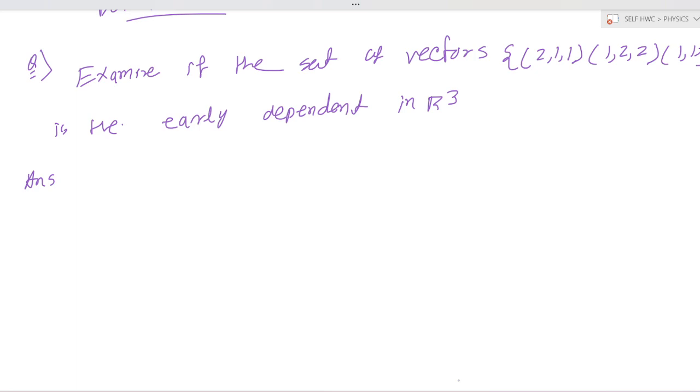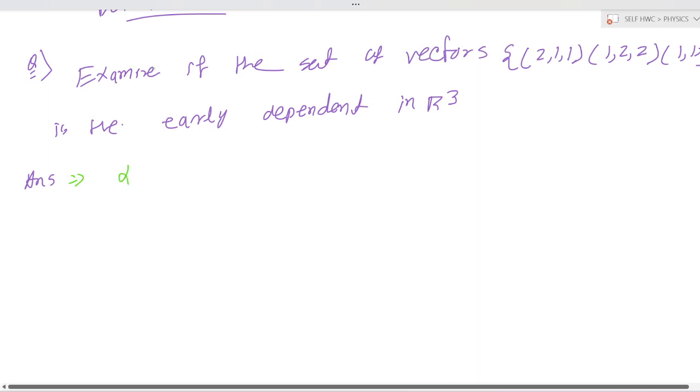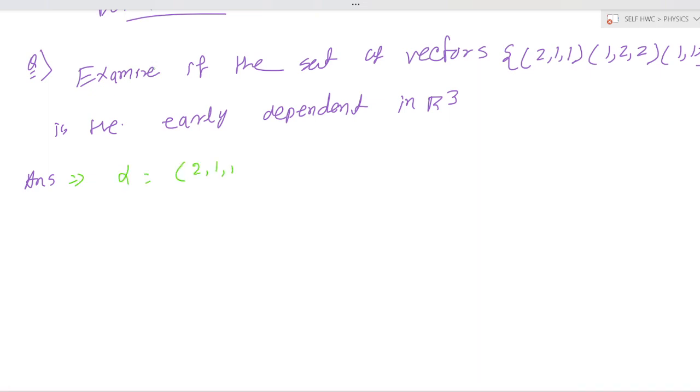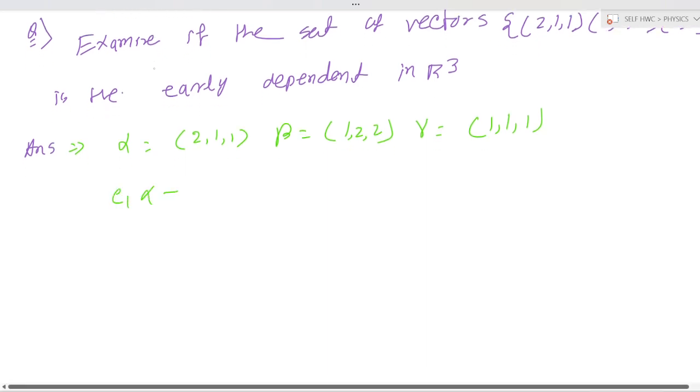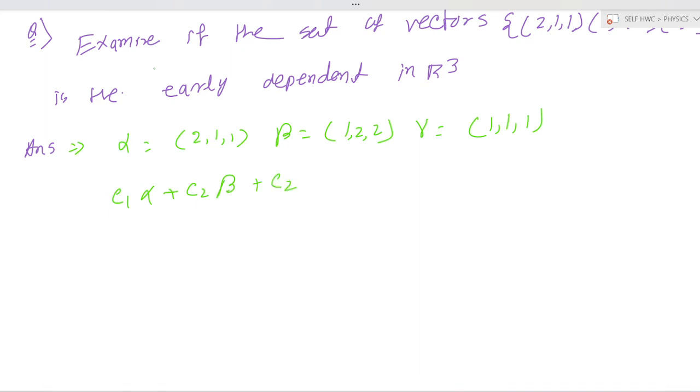Examine if the set of vectors (2, 1, 1), (1, 2, 2), (1, 1, 1) is linearly dependent in R3. How to solve this problem? Answer: let alpha is equal to (2, 1, 1), beta is equal to (1, 2, 2) and gamma is equal to (1, 1, 1). Let us consider the relation C1 alpha plus C2 beta plus C3 gamma is equal to theta, where C1, C2, C3 are real numbers.